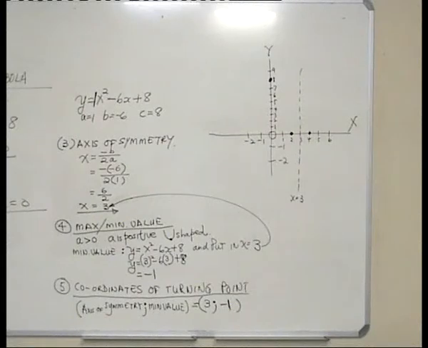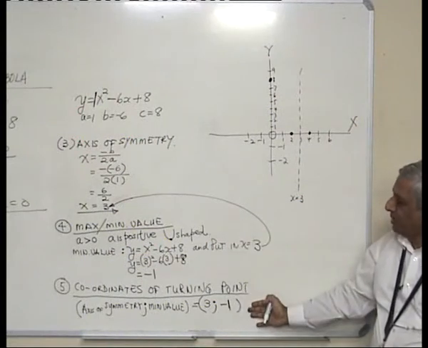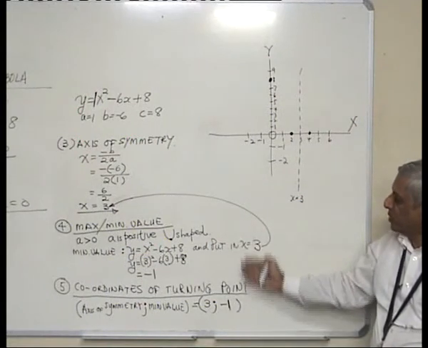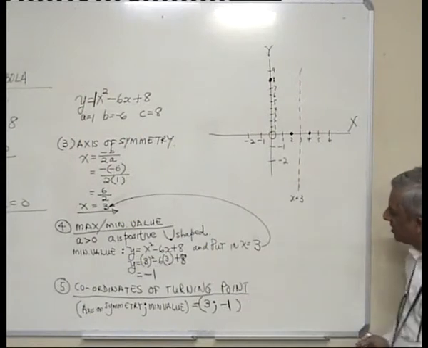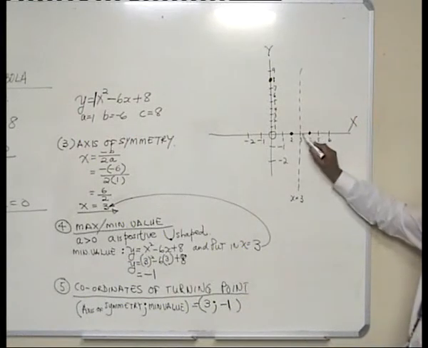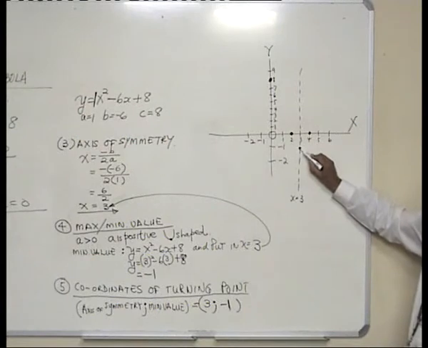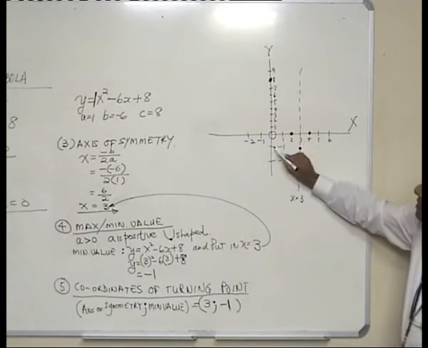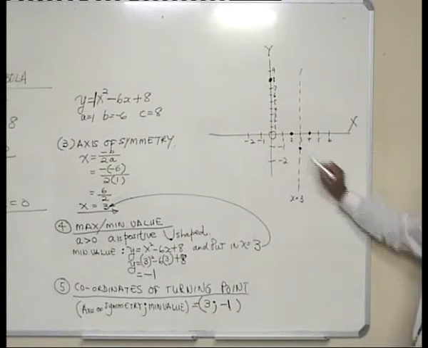Now don't worry about step 4, you can come straight to step 5, because we needed that to get the answer for number 5. The turning point is 3, minus 1. So where's the turning point? There's 3, and we come down to minus 1. So the turning point is here. There's 3, there's minus 1, so this is the turning point.